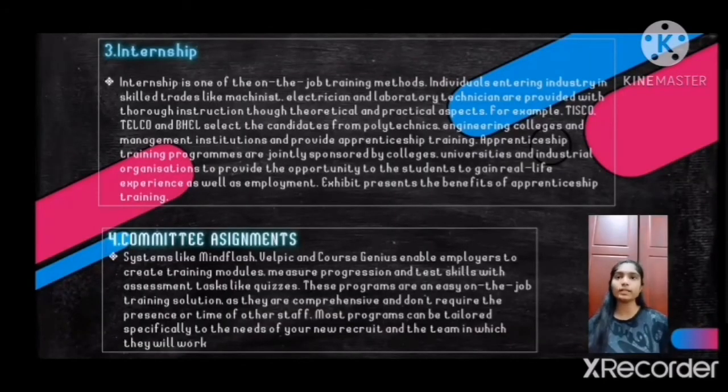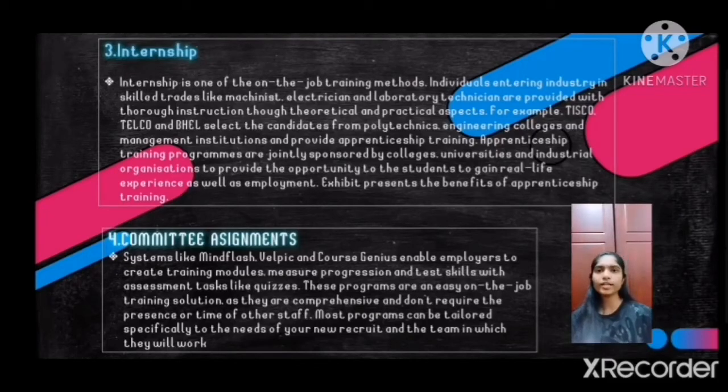Number 3, internship. Internship is one on-the-job training. Individuals entering industry in skilled trades like machinist, electrician, and laboratory technician are provided with thorough instructions through theoretical and practical aspects. For example, companies select candidates from the polytechnics, engineering colleges, and management institutions and provide apprenticeship training. Apprenticeship training programs are jointly sponsored by colleges, universities, and industrial organizations to provide the opportunity to the students to gain real-life experience as well as employment. Exhibit presents the benefits of apprenticeship training.